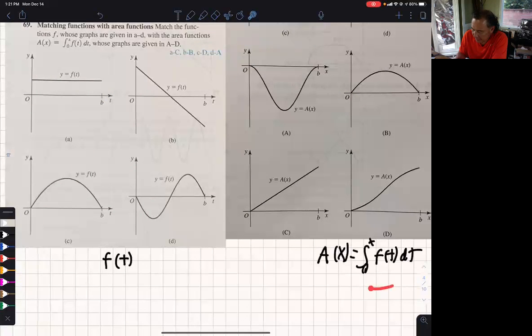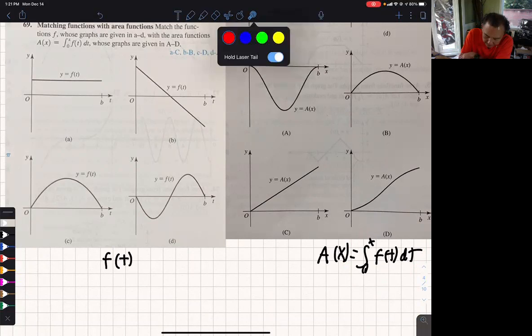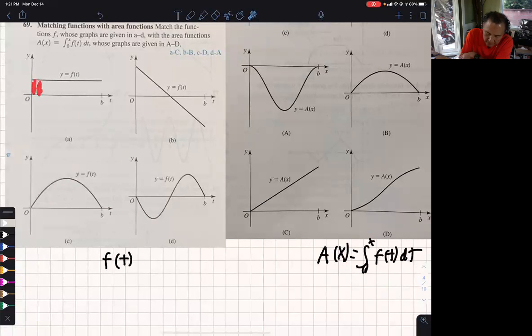This is an area function. You keep on getting the net area. So if you look at this, I'm going to do little strips of area. You got the area here. And as I move right, we keep on adding the same amount of area over and over. So the area function is going to keep increasing at a regular rate. So as I move to the right, it increases the same amount over and over and over.